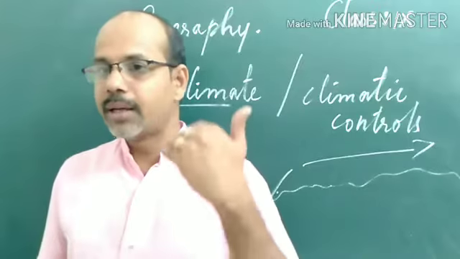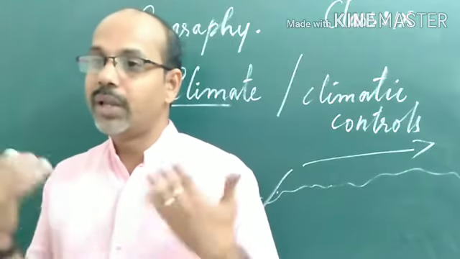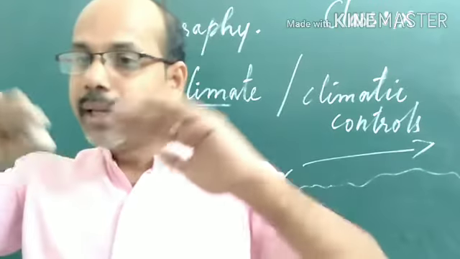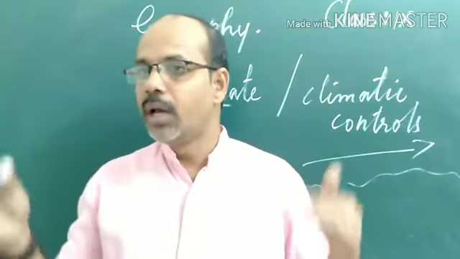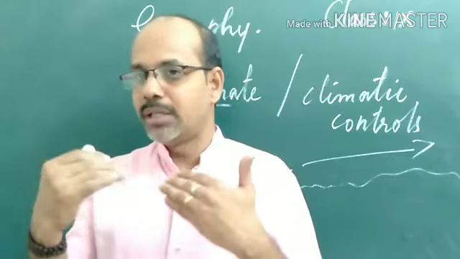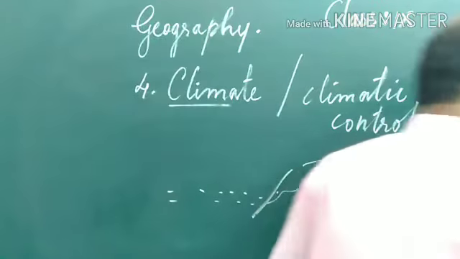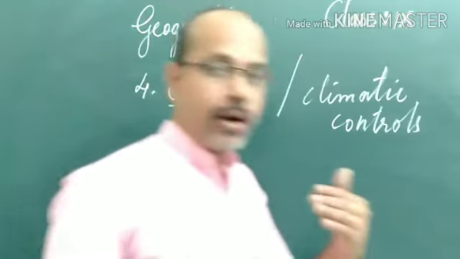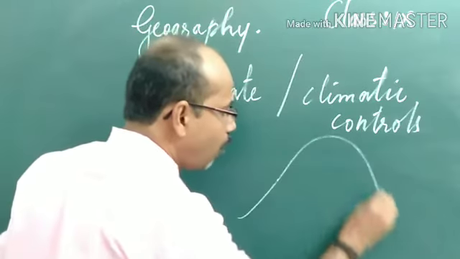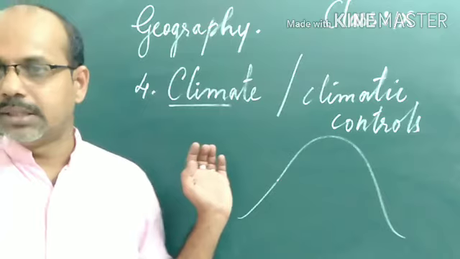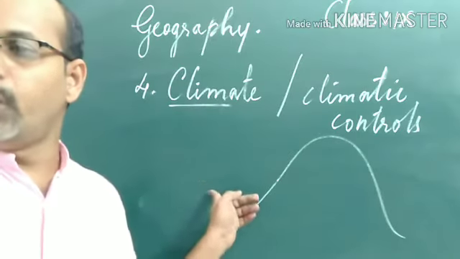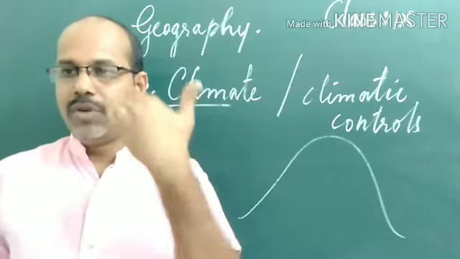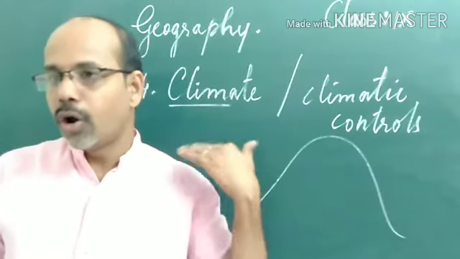Another important factor is the relief features. What are relief features? That means the topography of the land, that is, high mountains. The best example in our country is in the northern part of India, where we have the Himalayan mountains. Here the mountains also act as a barrier, which restricts the cold or hot winds.